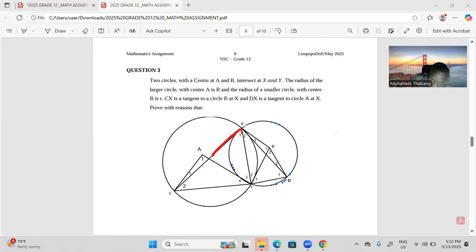This line is a chord. So we are having the angle x1, which is between the tangent and the chord. And we know that the angle between the tangent and the chord is equal to the angle in the other segment. So I will have to come to this side of the circle and ask myself, which angle is equivalent to x1?